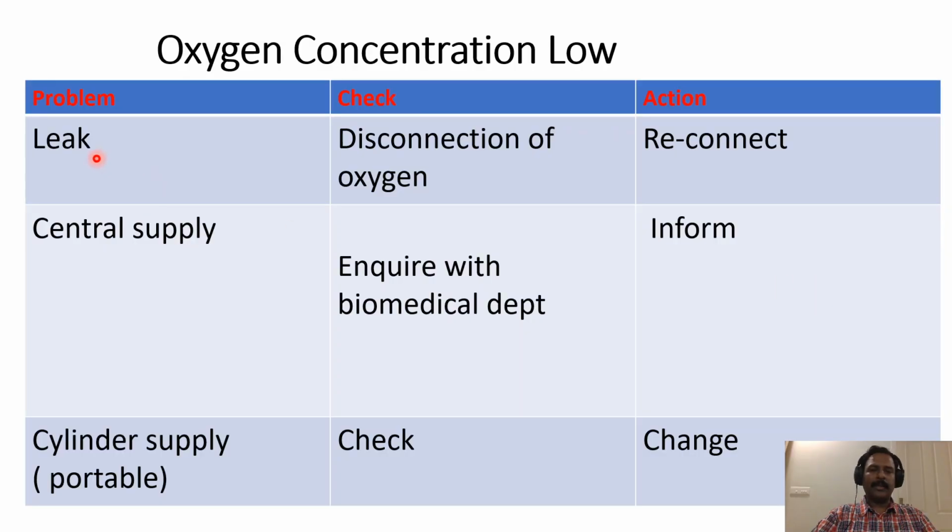One, it can be a leak. It can be a disconnection of your pipe or hose. If so, you try to reconnect it. It can be a problem with the central supply when they are changing the main supplies. You inquire with the biomedical department, inform them and ask their help. If you are using a portable ventilator with a cylinder, always check the pressure, and if required, change the cylinder. So if you are having low oxygen concentration, think about leak and the supply problem.